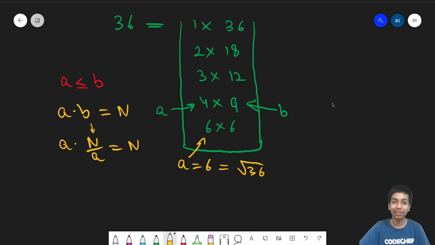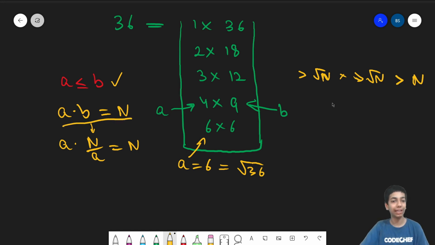And we can do this mathematically as well. Let's say if A is greater than square root of n, then because B, due to this condition, is also greater than A, meaning it's greater than square root of n, something greater than square root of n multiplied by something greater than square root of n will always be greater than n, right? So for this equation to hold true, A into B equals n, where A is less than or equal to B, the maximum value that A can take is obviously square root of n, right?